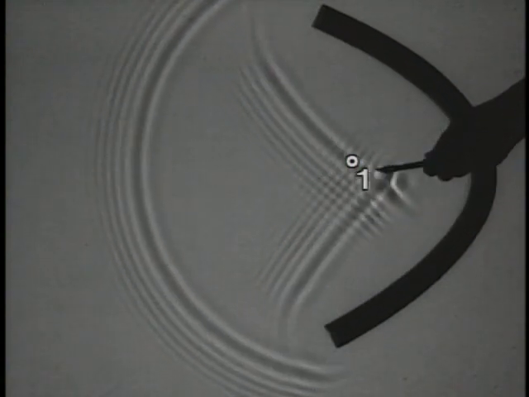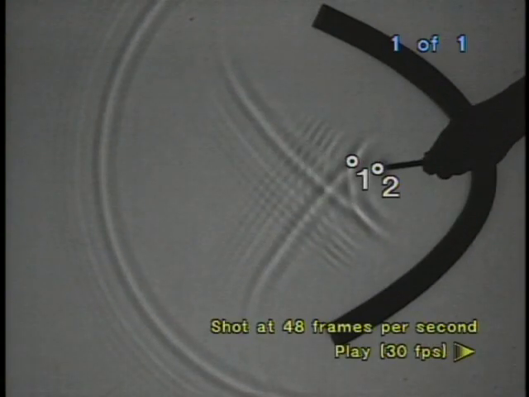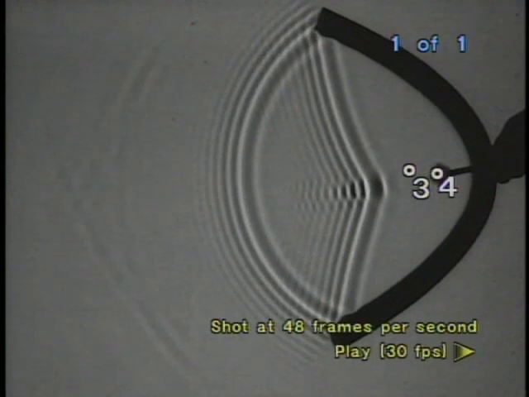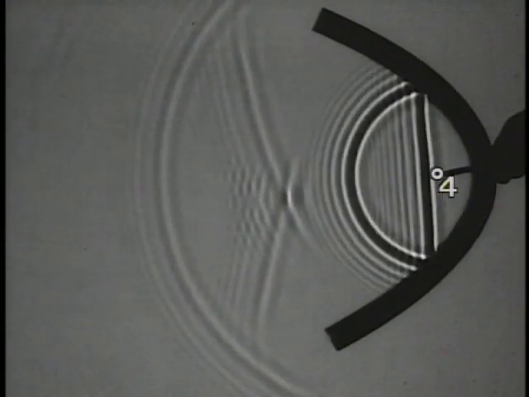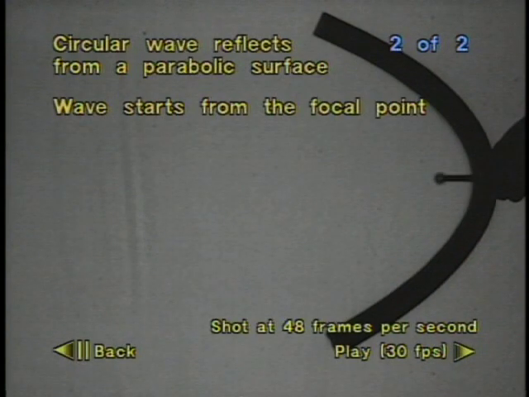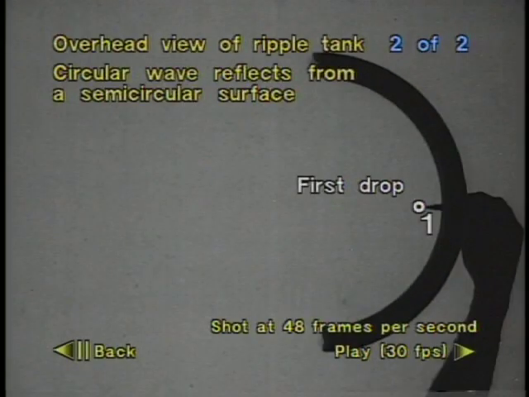Circular waves being reflected from a parabola. From the focal point of a parabola, the reflection is a plane wave.